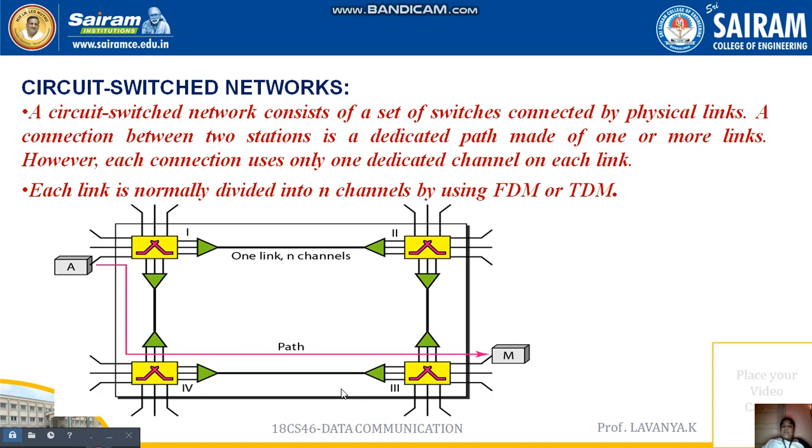If any other devices are also interconnected within that circuit, they have to know what the actual transaction happening inside the network. This is the intention, the aim and goal of our circuit switched network. Here each link is normally divided into n channels by using FDM, frequency division multiplexing, and time division multiplexing. With the help of frequency and time, we manage the data.